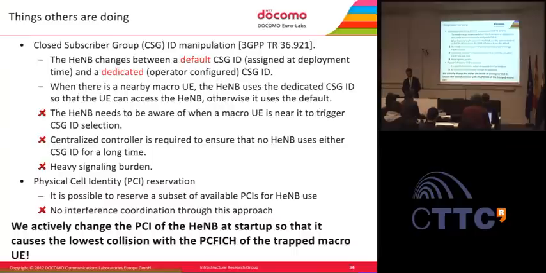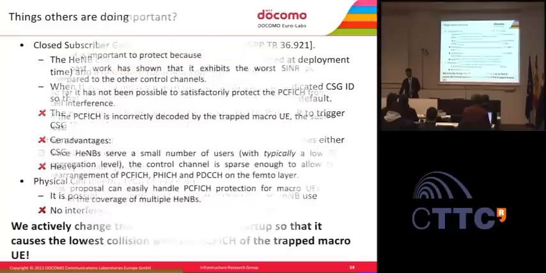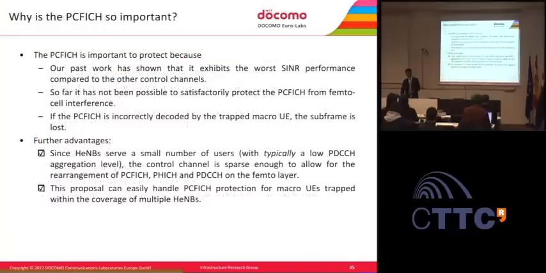So these are some of the techniques that are available, that are described in 3GPP documents, but they're not good enough. So what we actually do is we change the physical cell ID of the home eNodeB at startup. So we don't only choose from a particular subset. We have the entire 504 physical cell IDs to choose from, and we choose them cleverly so that they reduce the collision to the PCFICH of the trapped macro UEs. So let's look at why the PCFICH is so important. I've already mentioned that if you cannot decode the PCFICH, you cannot decode the subframe. The entire subframe is lost.